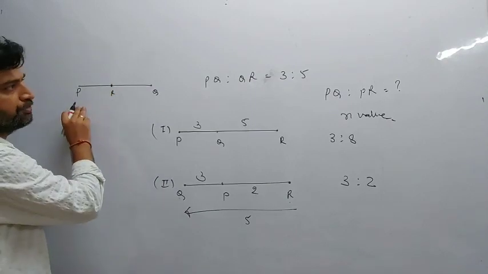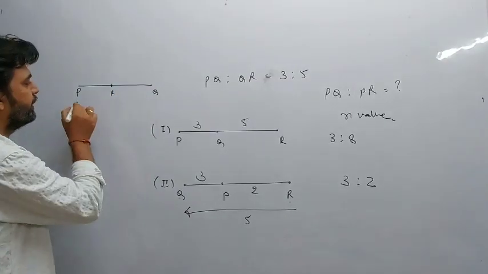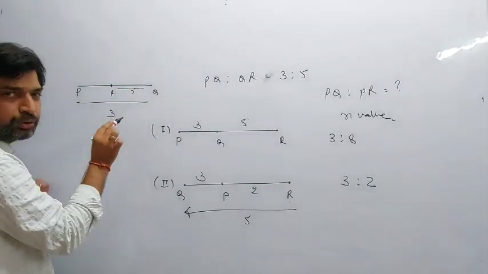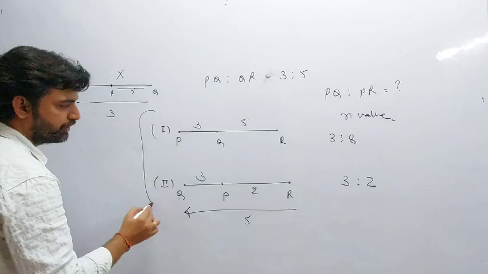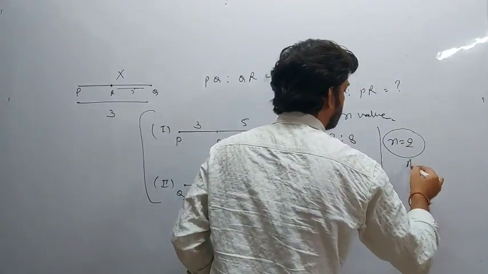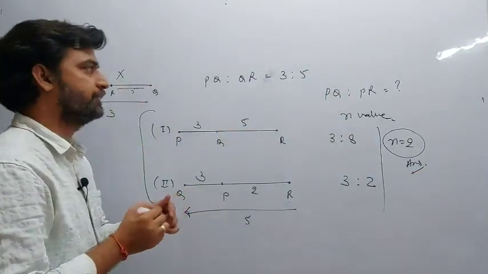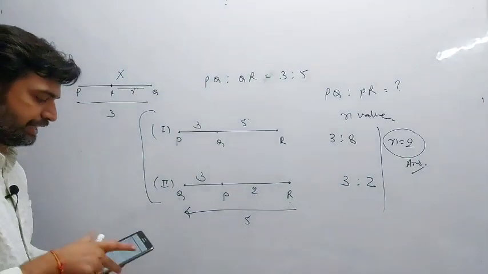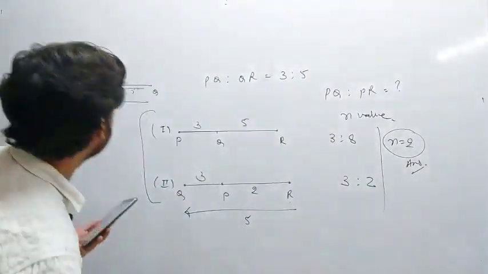But according to this, PQ is 3 and QR is 5. So is it possible? No. That means how many conditions are there? 2. So the value of n is equal to 2, that is your answer, because the third condition is not possible with this ratio. Right? Coming to the next question.